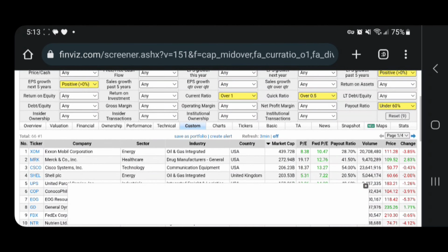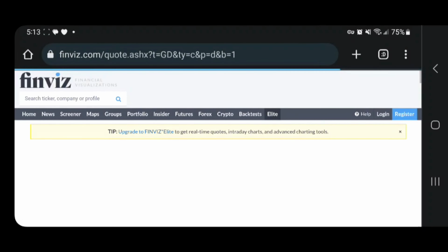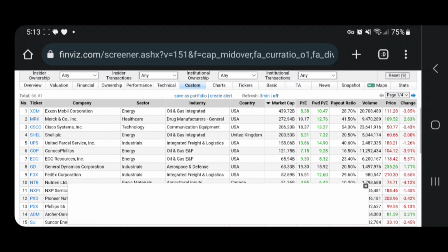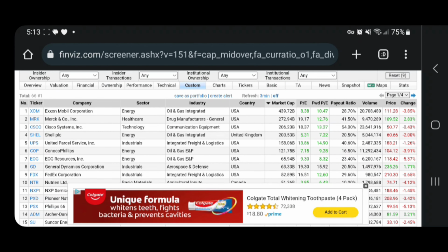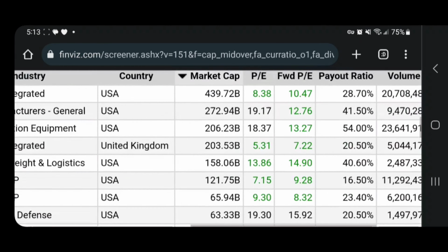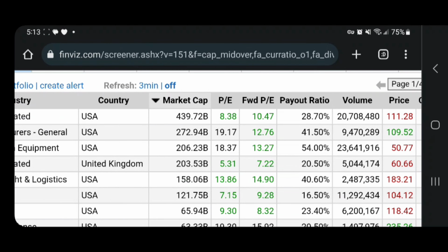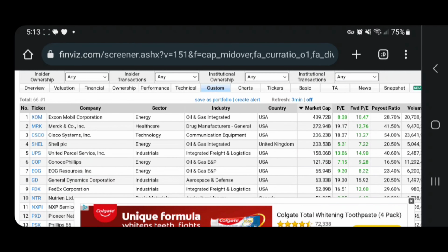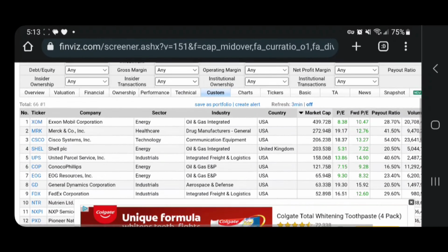Then when you click on custom, it gives you a little bit more of your favorite metrics. So here you can see I'm looking at PE ratio. We can even zoom in, forward price to earnings ratio, and payout ratio. So here, let's look at the 10 largest stocks on this list.